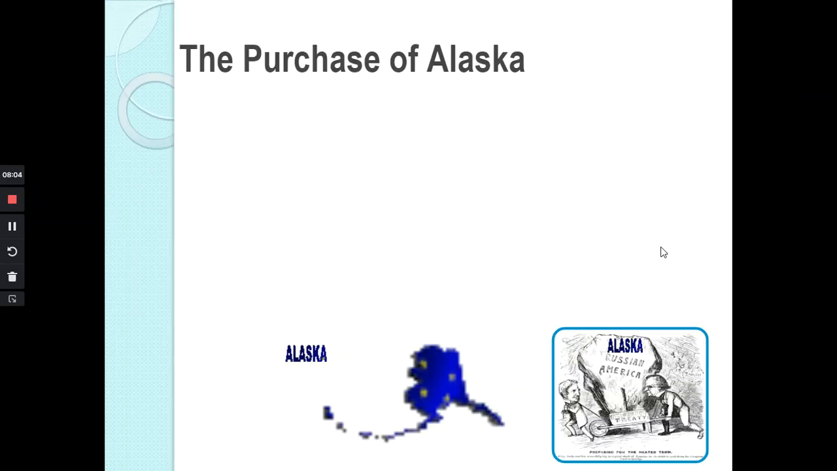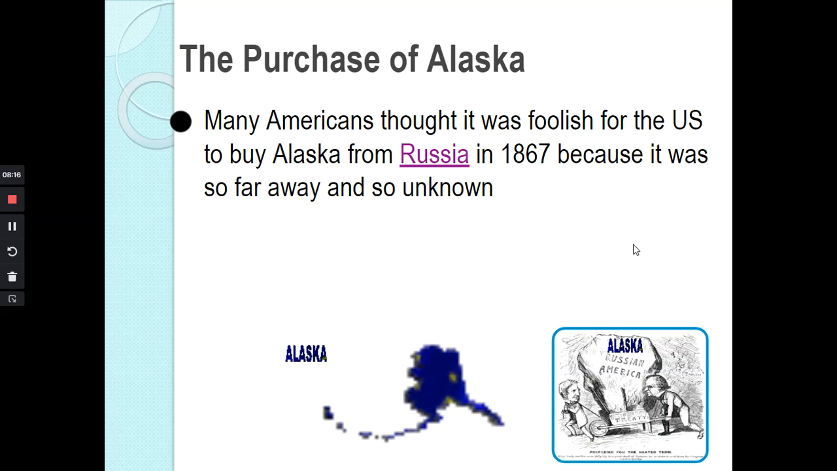Well, Alaska. Alaska is very interesting because if you look at this part of Alaska right here, the way the islands, the Aleutian Islands, go out, Alaska is only about 30 miles from Russia. And Russia, in fact, owned Alaska originally. And many Americans thought it was foolish that we would buy Alaska from Russia. Why in the world would we buy a big hunk of ice?